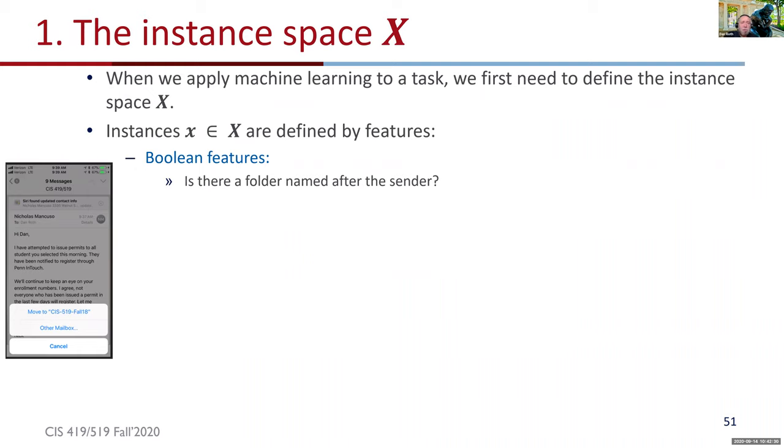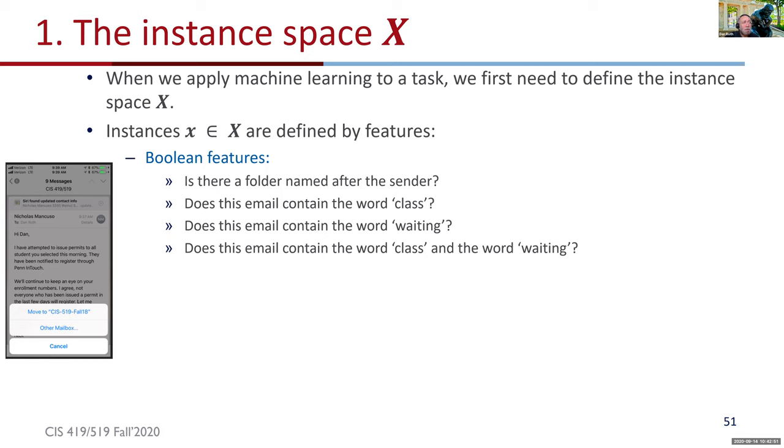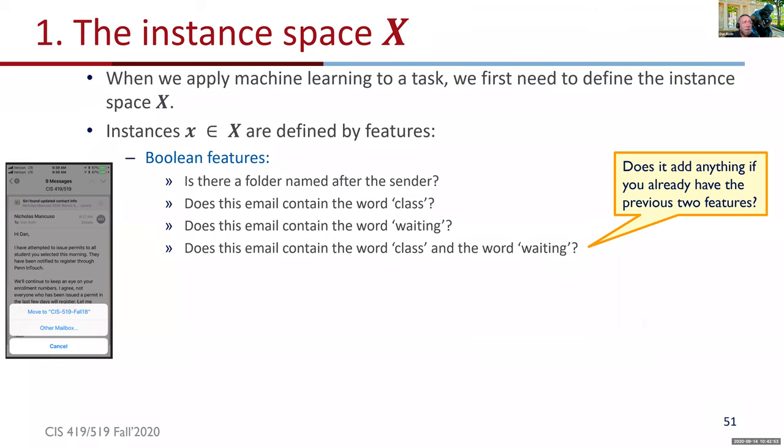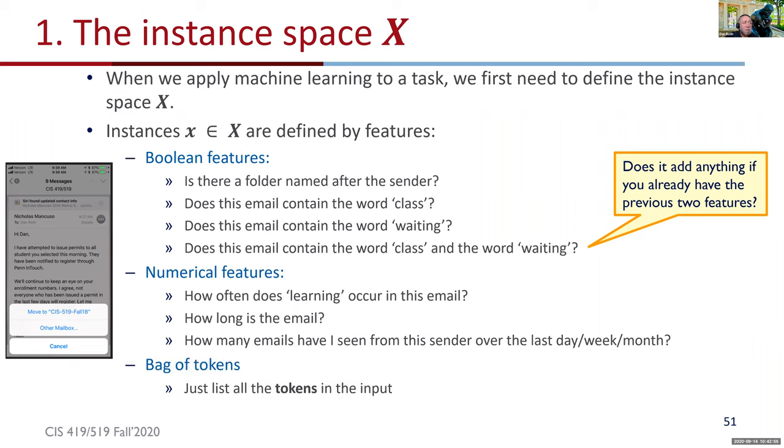Okay, so just to remind ourselves, the instance space is the space of all inputs that the algorithm sees. We talked last time a little bit about this application that you see on the left, given an email message, try to classify it and file it into one of many folders. And we talked about what kind of features we can get. So we talked about the class of Boolean features, and we talked about numerical features and maybe just bag of tokens. I also asked this question that we left unanswered, and it's okay to leave an answer for now.